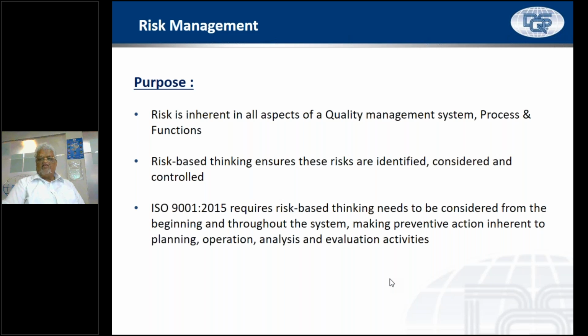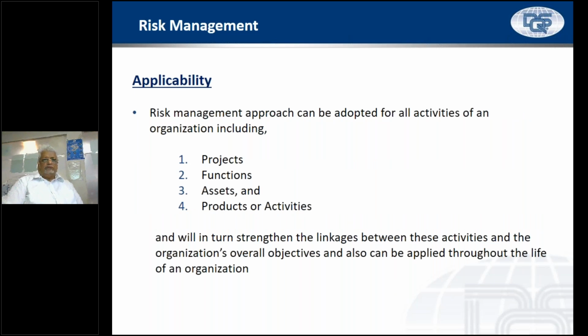So in order to ensure effective planning and operation of the quality management system, the standard requires the organization to ensure the risk-based thinking. Risk management approach can be adopted for all kinds of activities. For example, it may be for the projects, for functions, for the assets, and products or activities. As we know that it will turn the strength of the organization and establish the linkages between activities, because every activity is dependent on the other activity. We know the output of one process becomes input for another process, which is the basic understanding of the process approach.